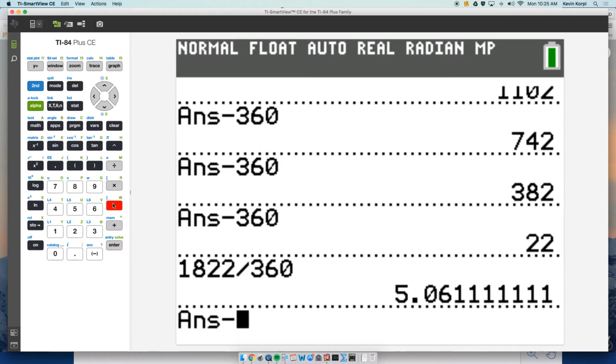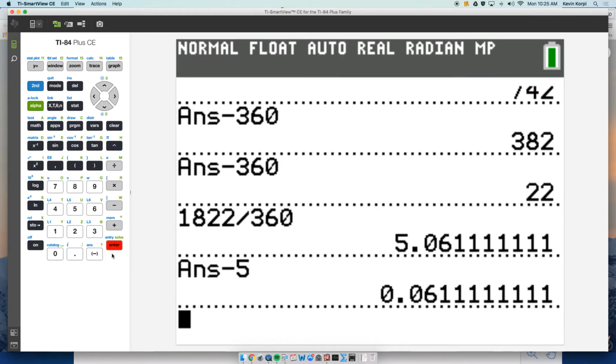So if you just hit minus 5 here, don't type it in by hand, let the calculator store the decimals for you, hit enter.